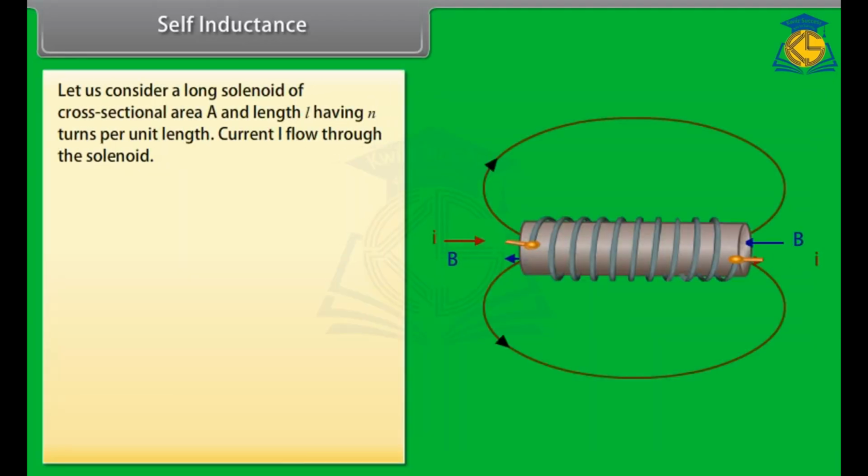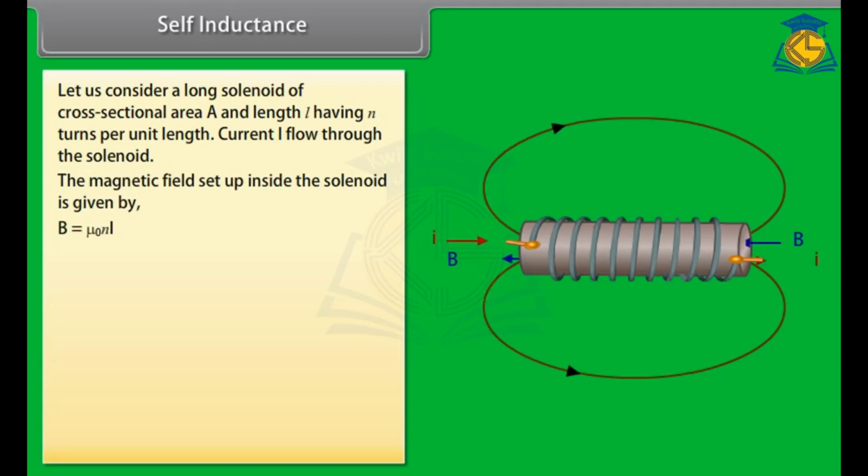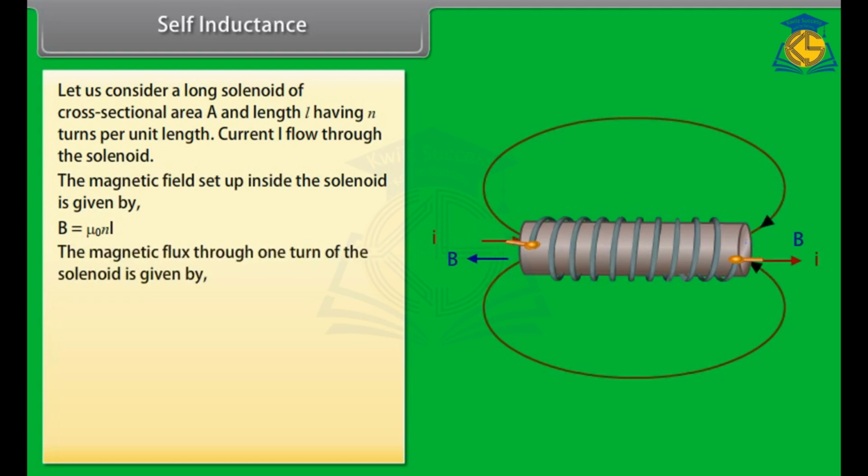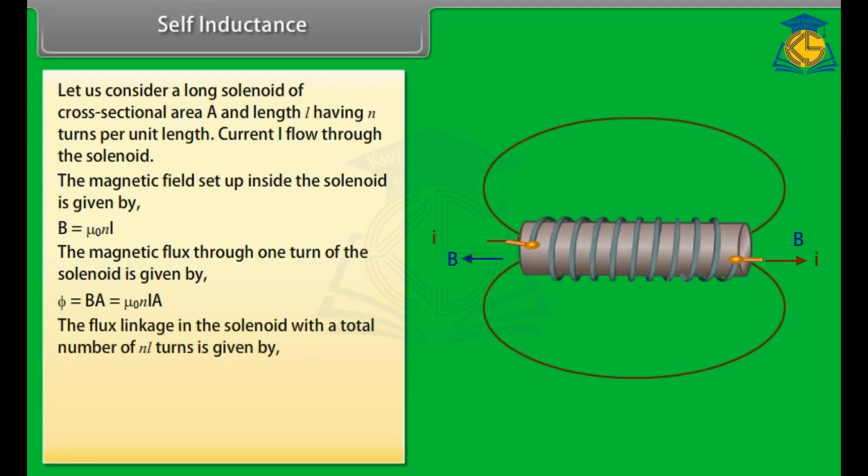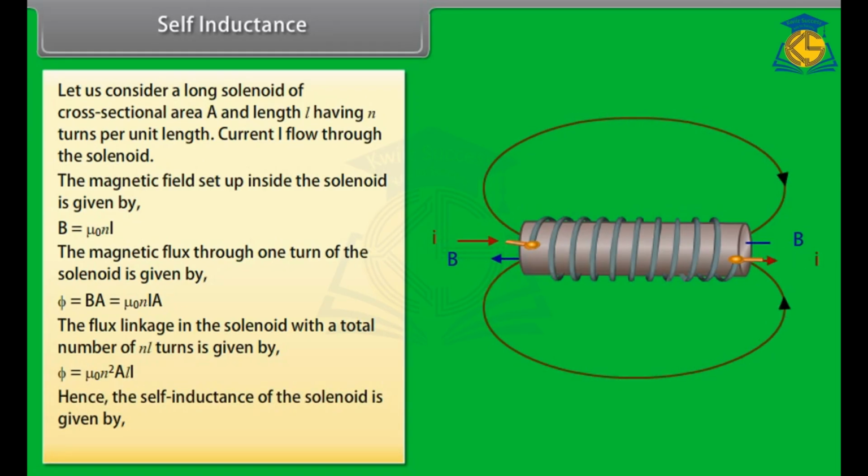Let us consider a long solenoid of cross-sectional area A and length l having n turns per unit length. Current I flows through the solenoid. The magnetic field set up inside the solenoid is given by the product of mu naught n and I. The magnetic flux through one turn of the solenoid is given by the product of mu naught n, I and A. The flux linkage in the solenoid with the total number of nl turns is given by mu naught n square A l I. Hence, the self-inductance of the solenoid is given by mu naught n square A l.